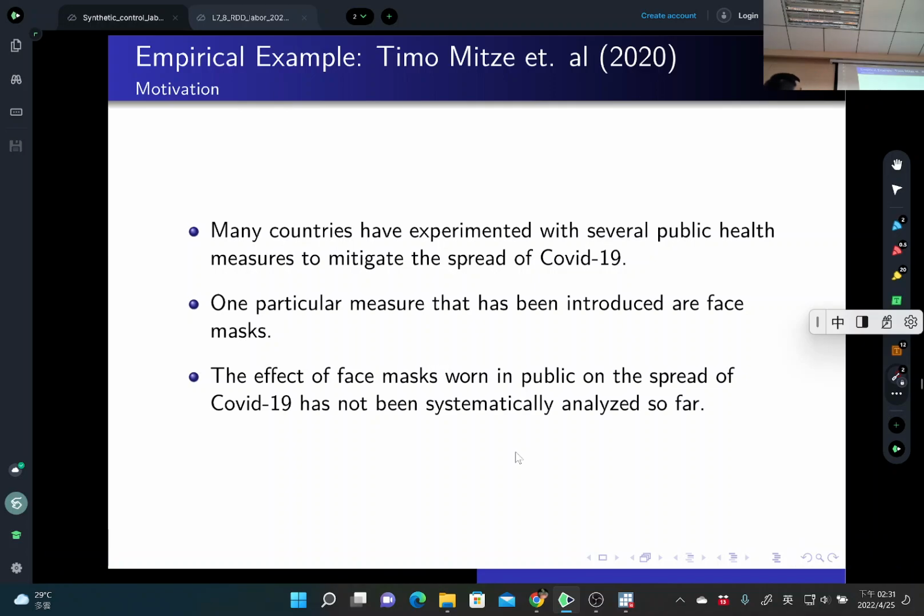Many countries experienced the COVID-19 outbreak, and so far it has been around 2 years. One particular public health measure is introducing a face mask requirement, so everyone has to wear a face mask. But at least in Western countries, people did not really think this was an effective tool to limit the spread of COVID-19. So at least at that moment, this question had not been systematically analyzed. But now we might all know that face masks really work.